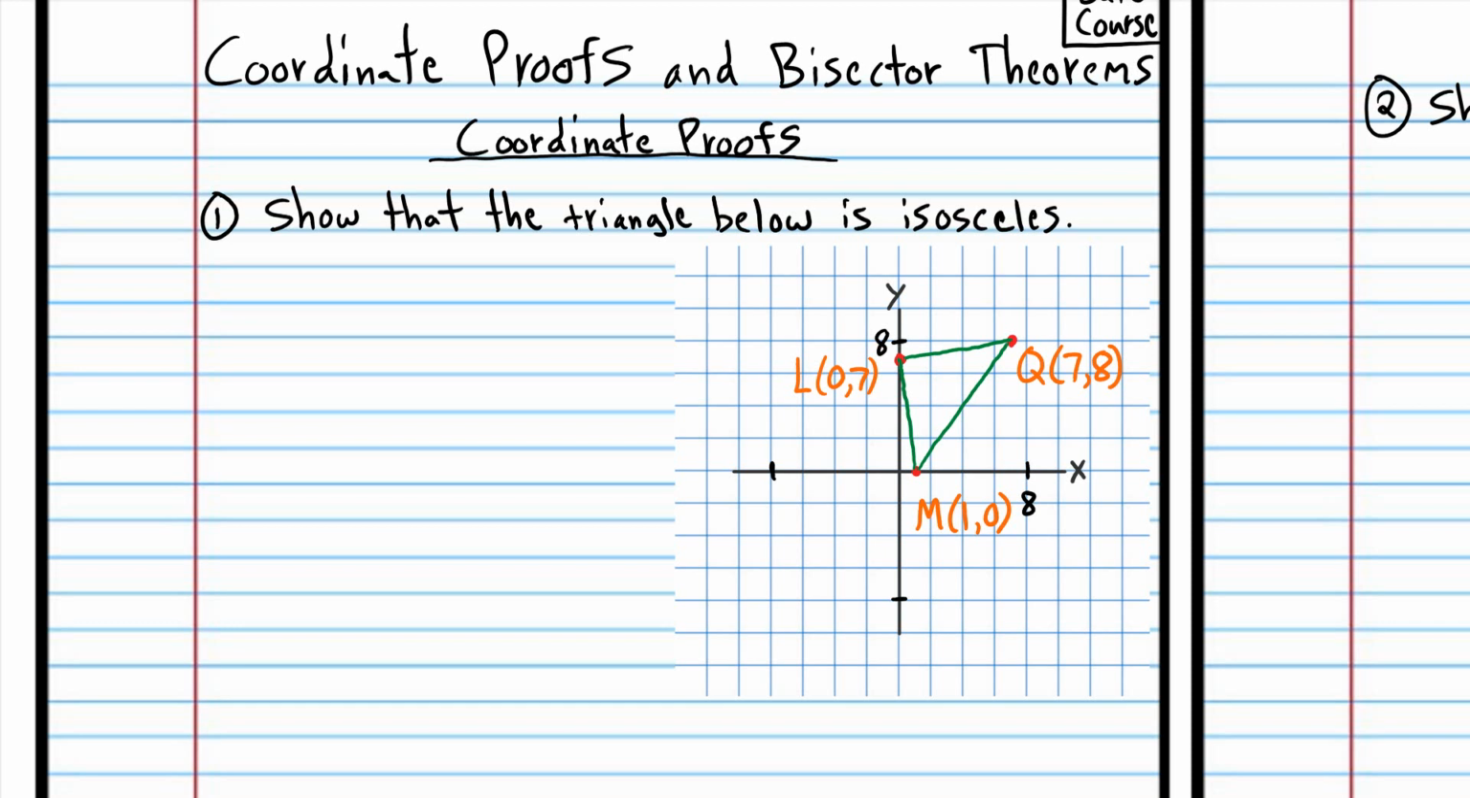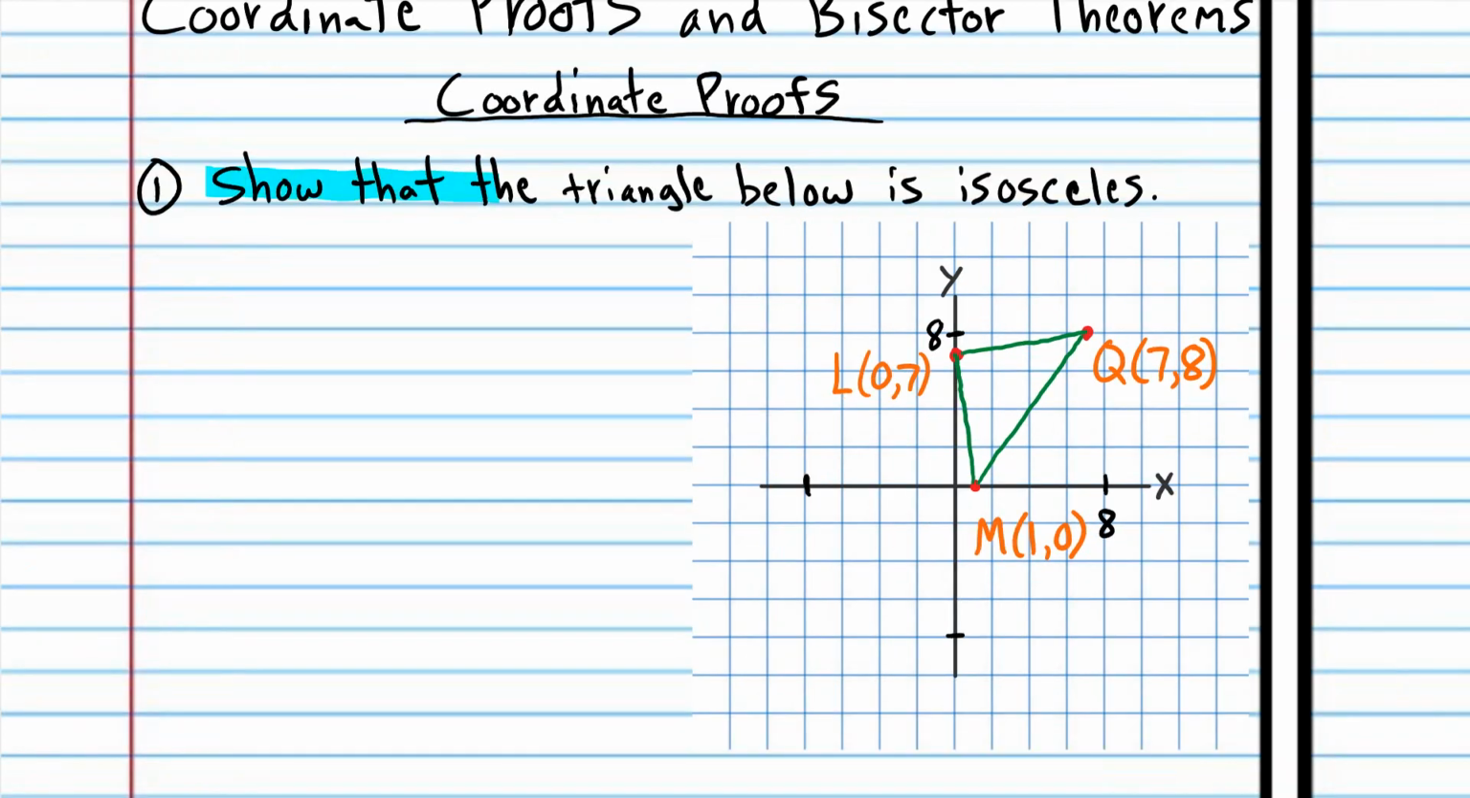I'm not going to force you to do really formal coordinate proofs. I just want you to get the general idea, because coordinate proofs are really not a big part of the geometry curriculum. So I'm not going to take all the time to do a really formal proof. It says, show that the triangle below is isosceles. Now remember, an isosceles triangle is a triangle where two of the sides have equal length, or technically you might have an equilateral. That's isosceles too.